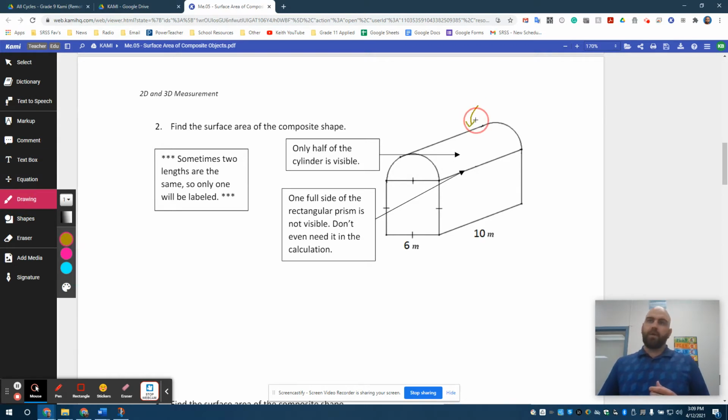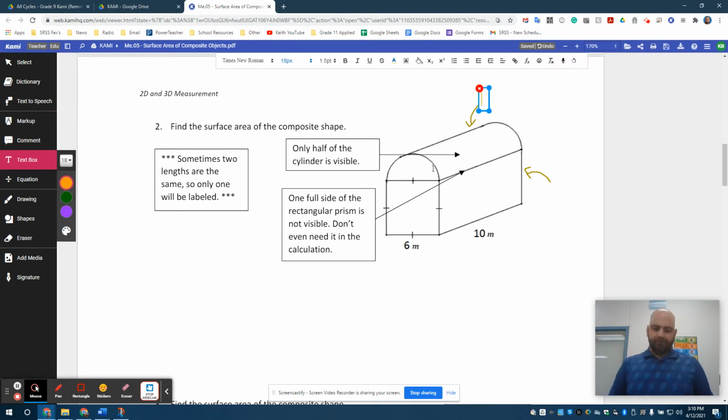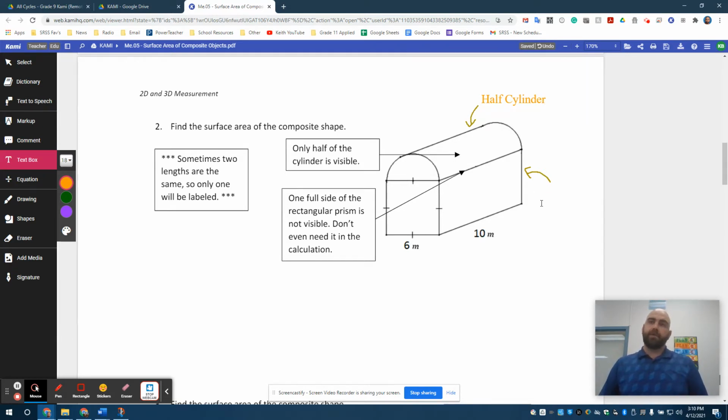So we have one shape on top and one shape on the bottom, one object of each. The one on top is a half cylinder. It is half a cylinder. You'll notice that it's been a cylinder cut down the middle and then placed on top. So that's our half cylinder. So we only have to find the area of half a cylinder. On the bottom, we have this rectangular prism.